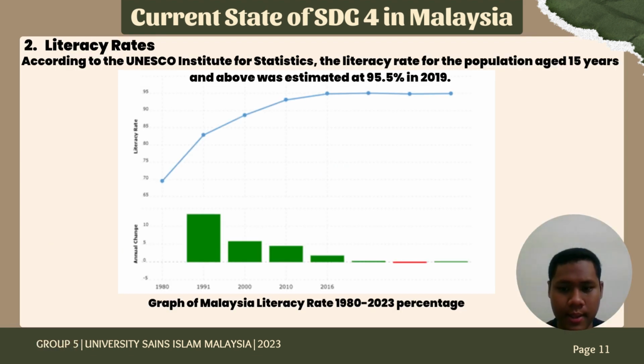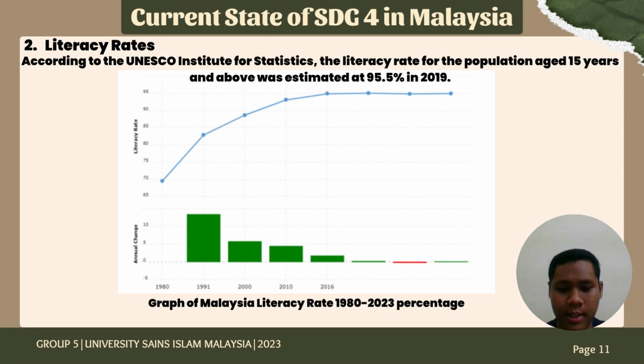Number two, literacy rates. Malaysia has made significant strides in improving literacy rates. According to the UNESCO Institute for Statistics, the literacy rate for the population aged 15 years and above was estimated at 95.5% in 2019. The graph of Malaysia literacy rate, 1980 till 2023, percentage.